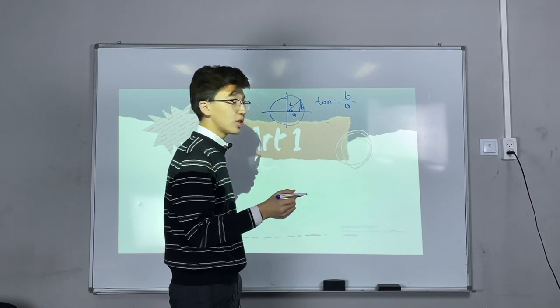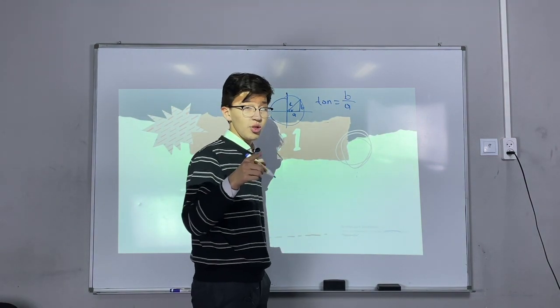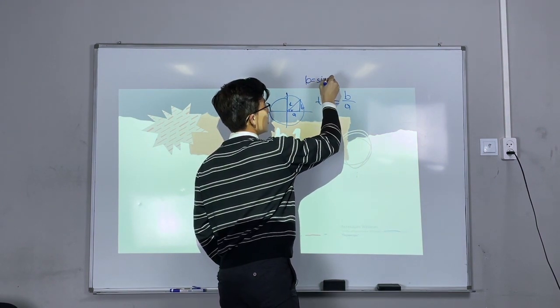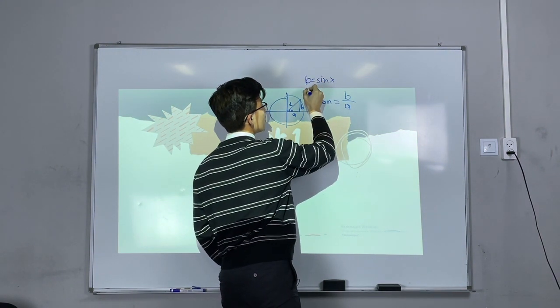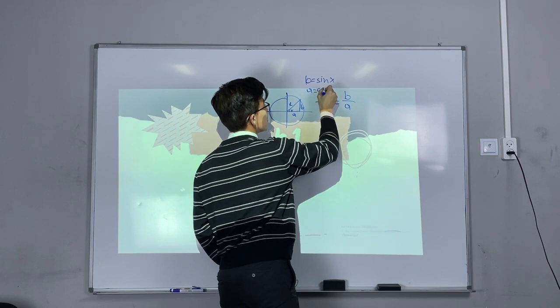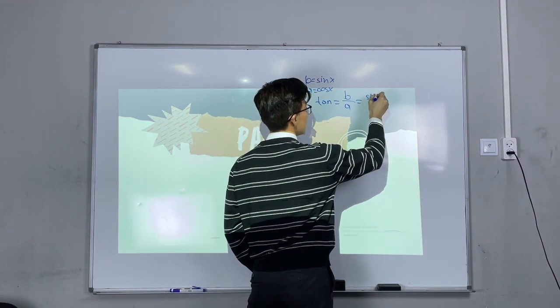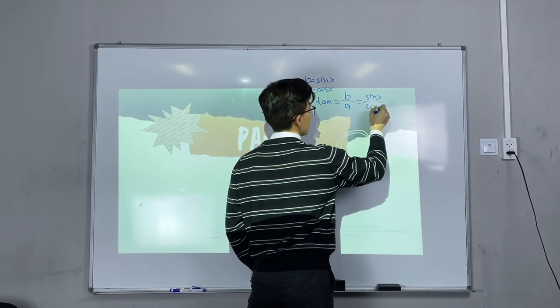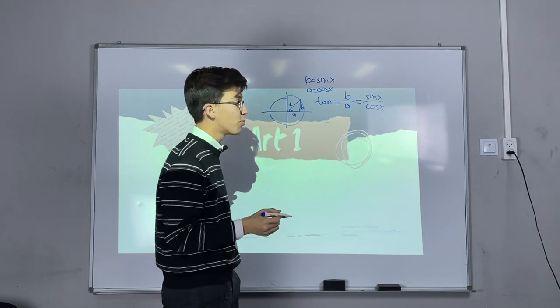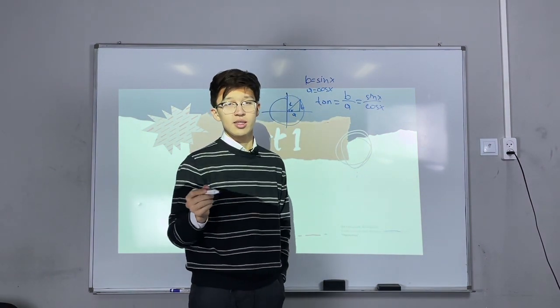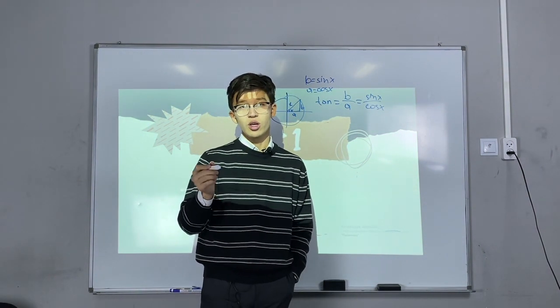We know from the previous example that our B was equal to sine x and our A was equal to cosine x. So we can write it as sine x divided by cosine x. And here we proved where we get the formula tangent x equals sine x over cosine x.